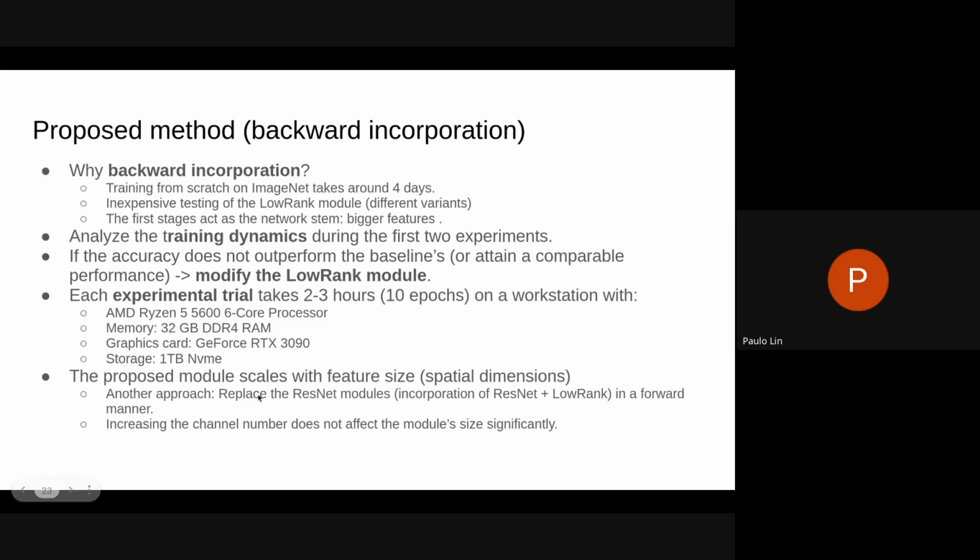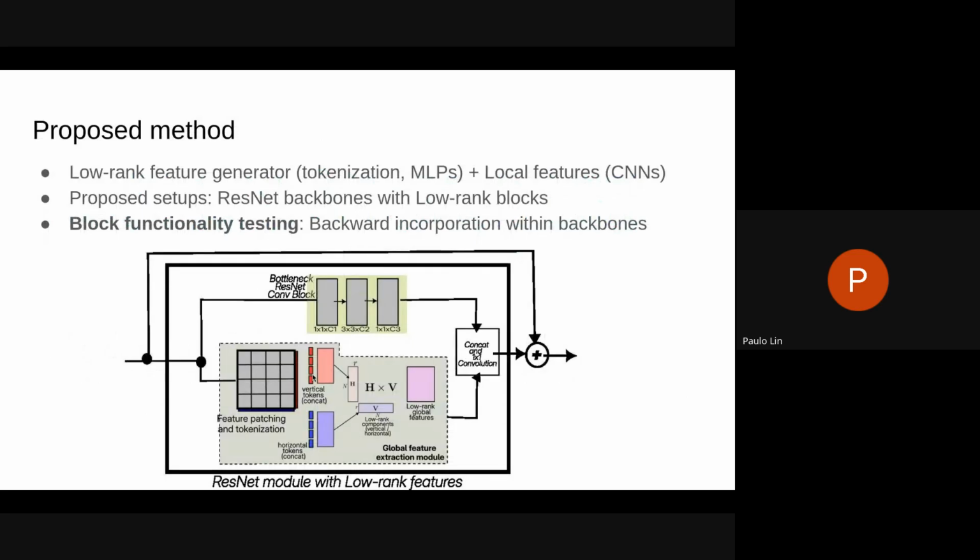And also, I want to point out that the proposed model scales with feature size because I'm generating features with size of n times r, where r is the rank of the features. So if I increase the size of the features, the number of parameters is going to increase as well. That is different from just convolution, where the number of parameters scales only with the number of channels of the convolution.